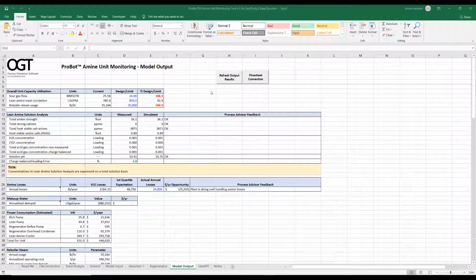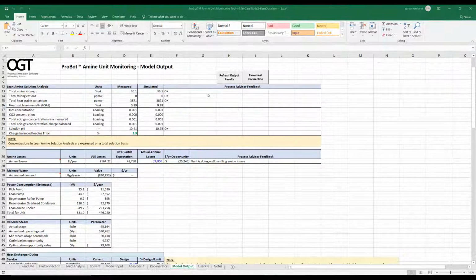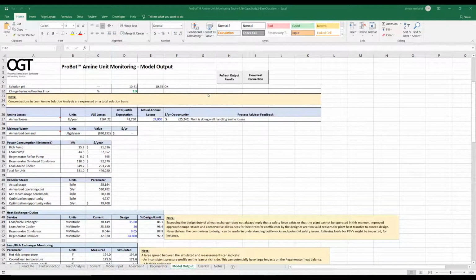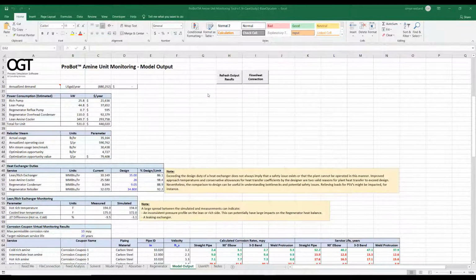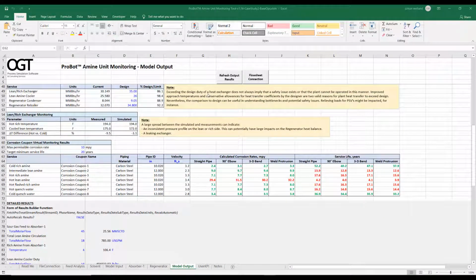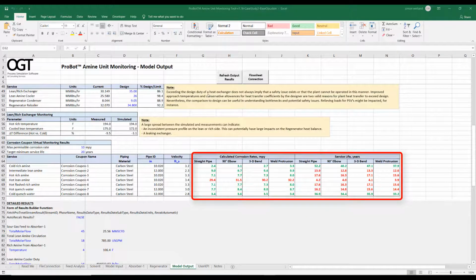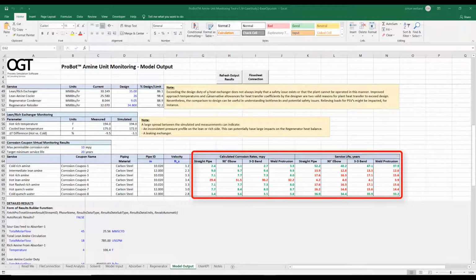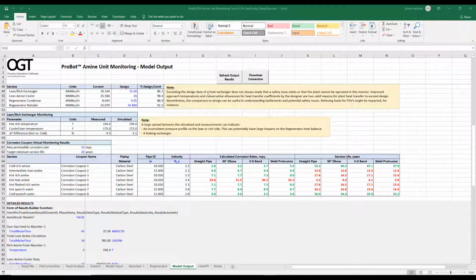We will take one final look at the ProBot model output summary. As a reminder, this was for the pre-optimized operations. We can see some of the operating cost calculations, as well as the summary of the virtual corrosion coupon calculation results. By inputting the plant-specific objectives for service life, we can see how the predicted corrosion rates and service life estimates for different areas of the plants. A red flag on the hot lean amine piping exists in this plant, and expectations for 20 years of service life may be overly optimistic.